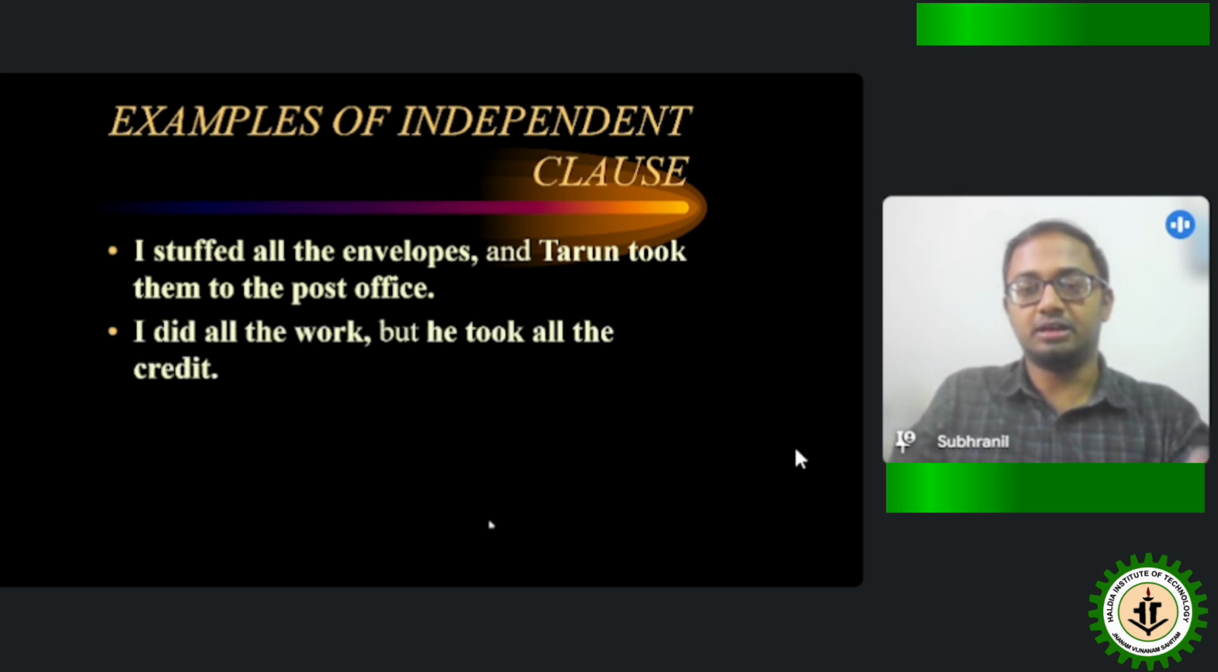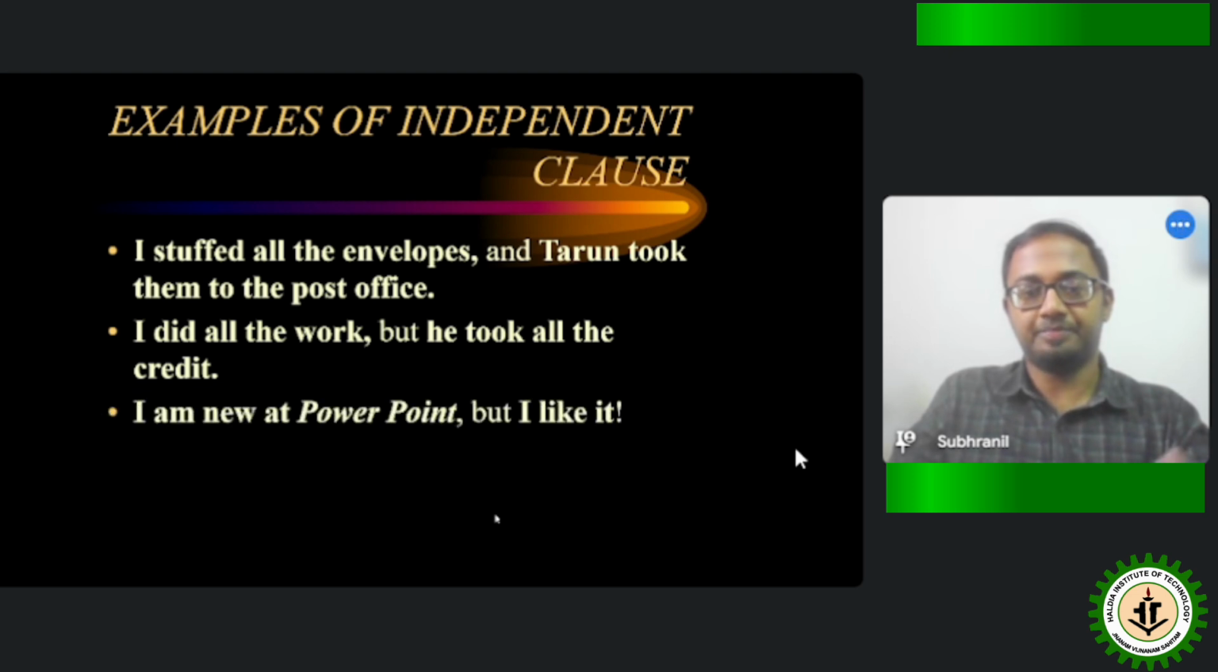Same goes with the next one. I did all the work, but he took all the credit. Again, a conjunction which is connecting these two independent clauses. I am new at PowerPoint, but I like it. So, as I said previously, all these independent clauses can make a single sentence conveying a complete thought.